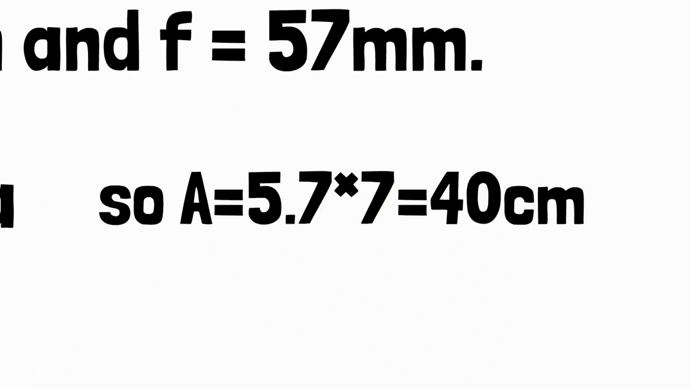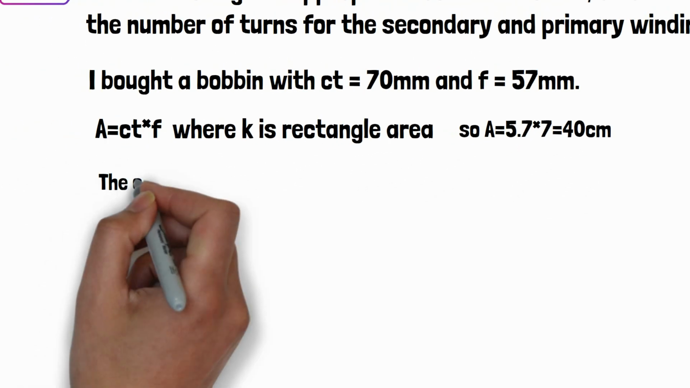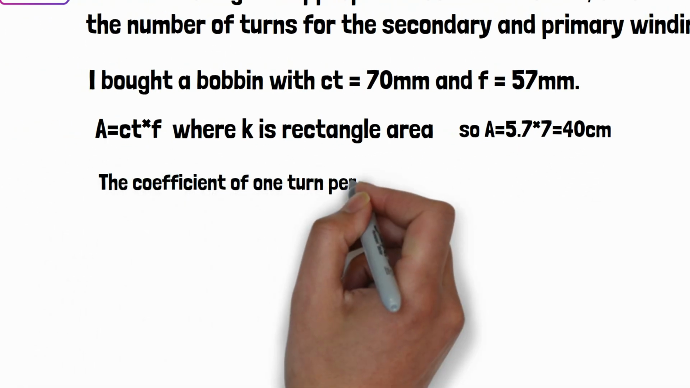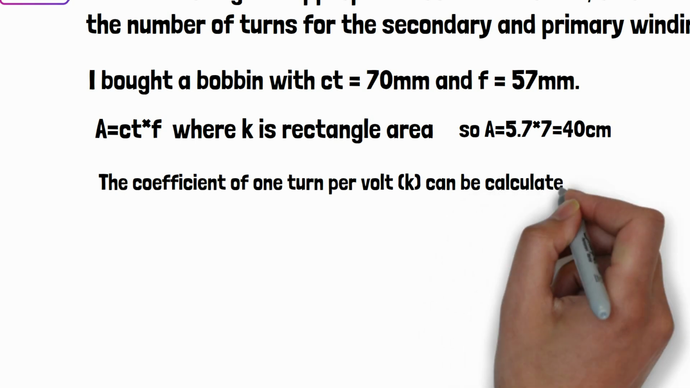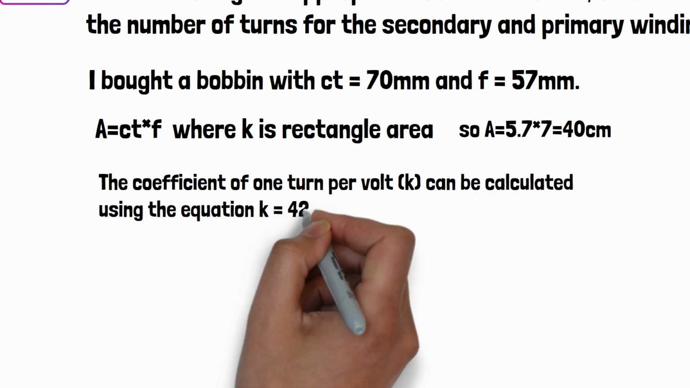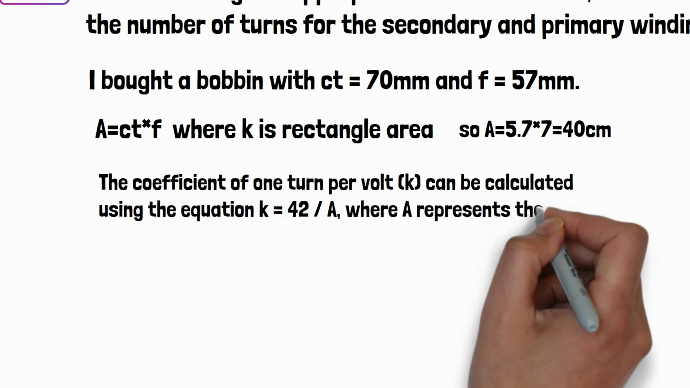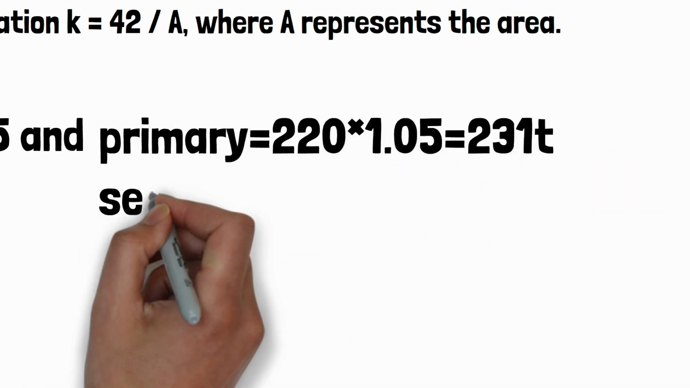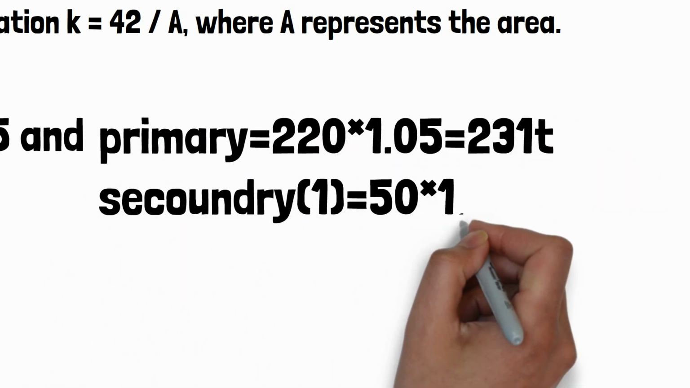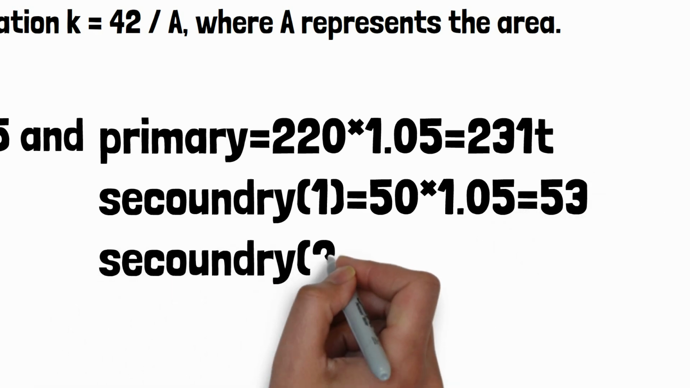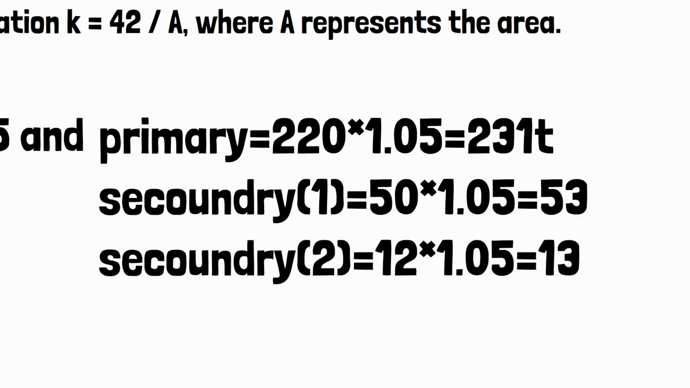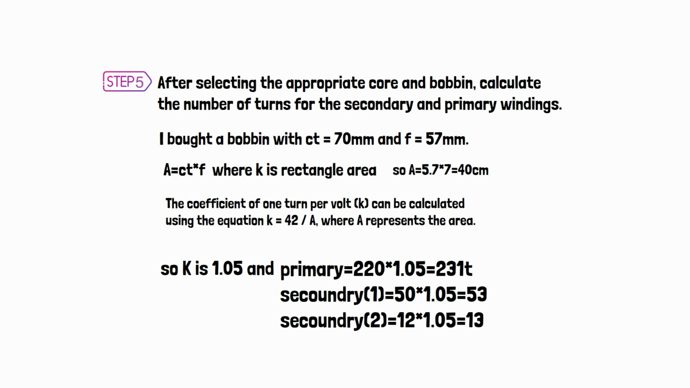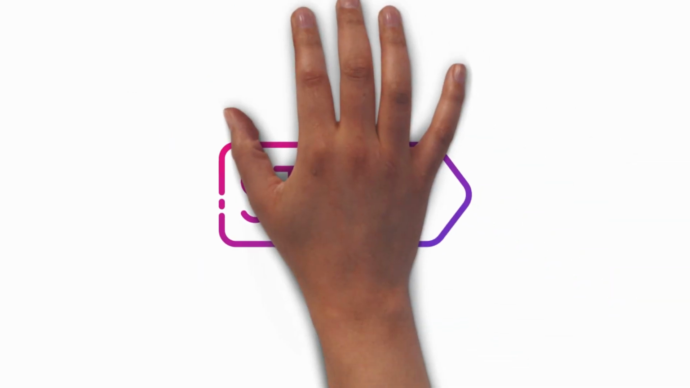Now we can obtain the magical number K. K is the coefficient of 1 turn per volt, and it's calculated by K equals 42 divided by the area. For my setup, K is around 1, and for my primary winding turns, it should be grid voltage multiplied by 1, and for the secondary, my output voltage multiplied by 1. So these are my winding turns of output.